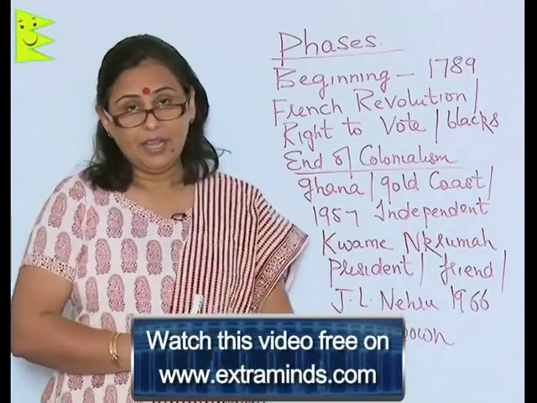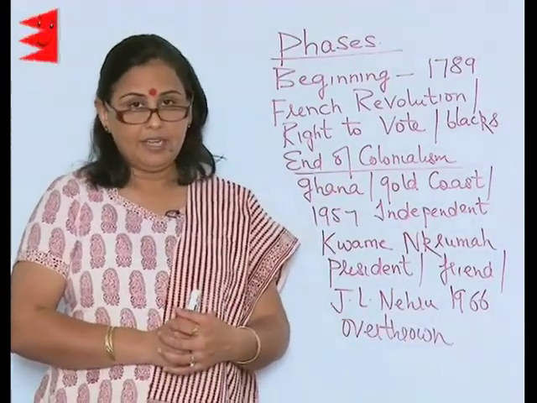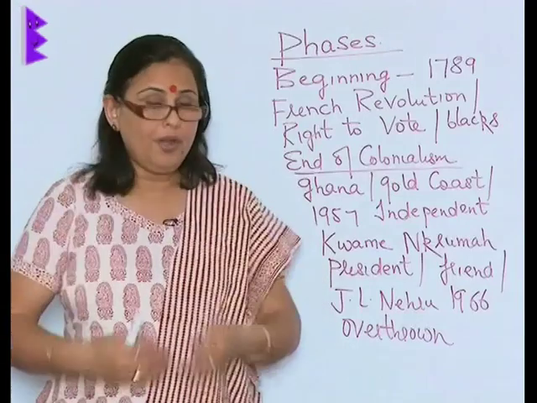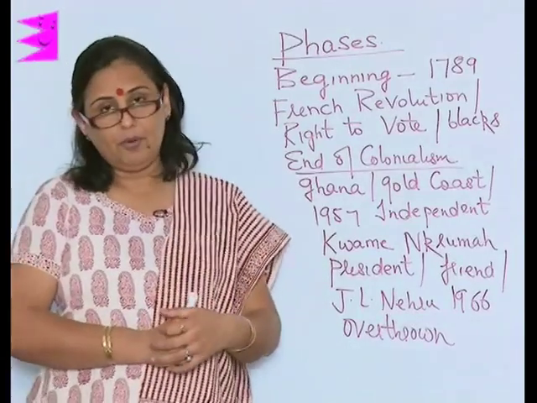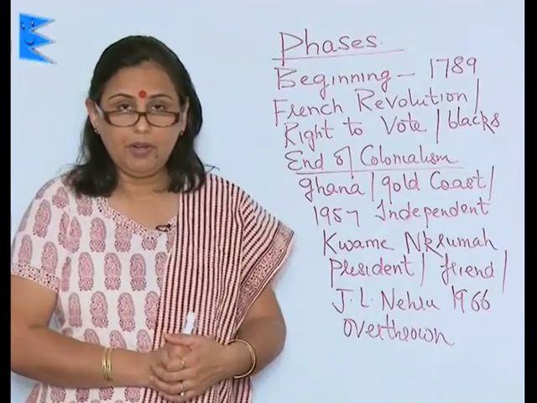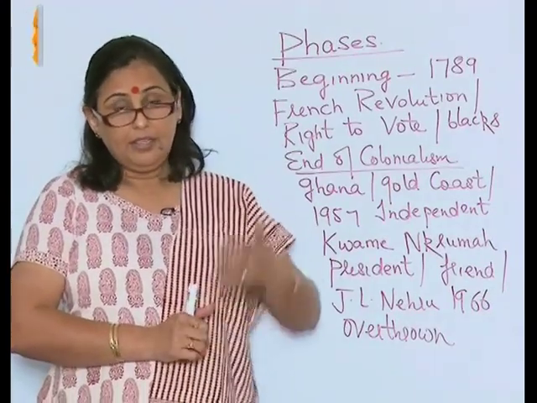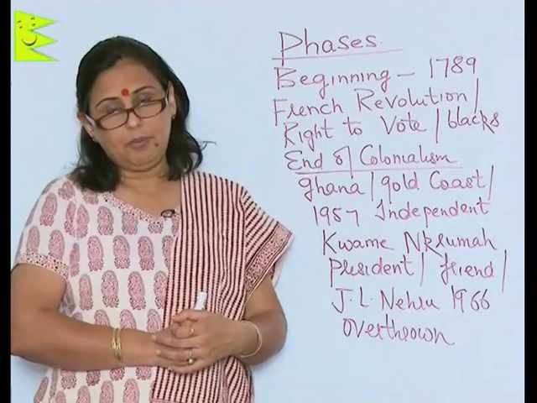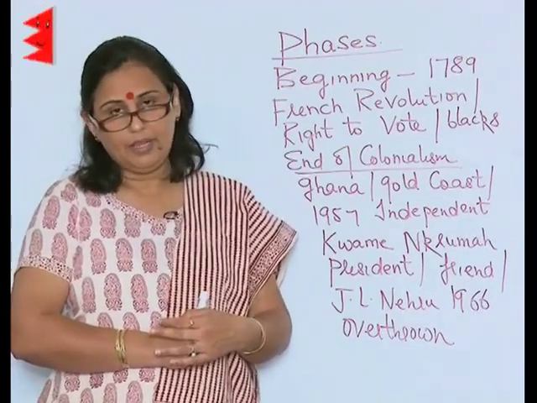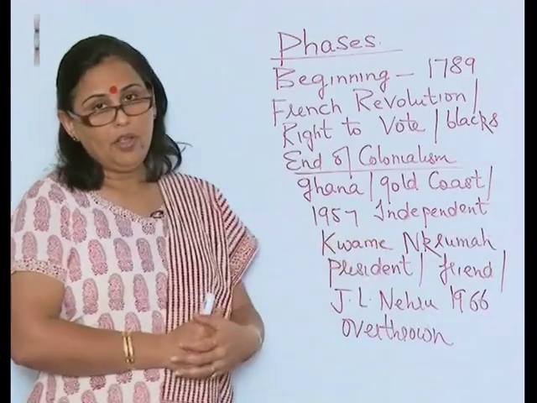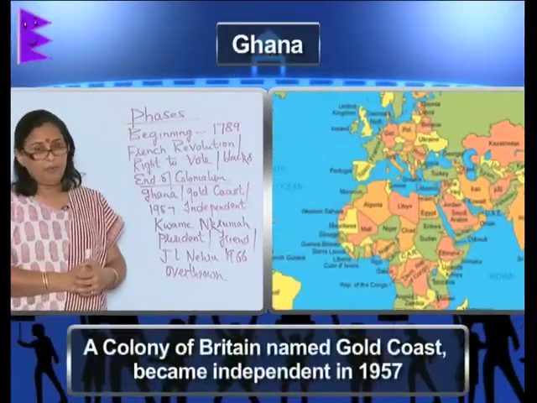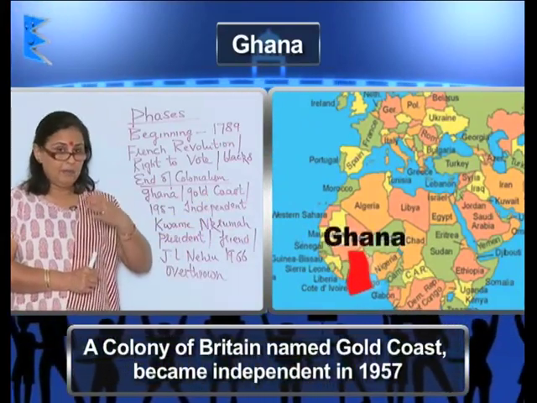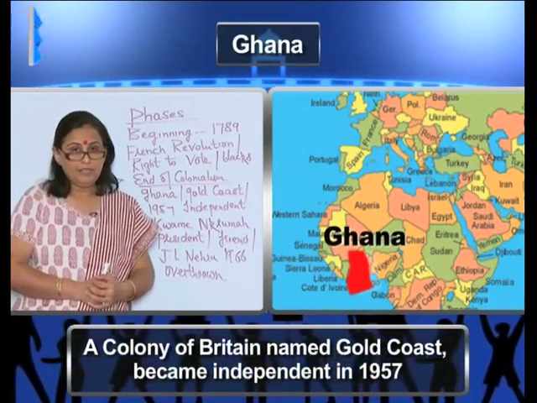This also means that the people had realized that self-rule, and that too when they had established their own government, was the best kind of democracy or government that people can have. Well, the big boast of Britain, that the sun never sets in Britain, was slowly collapsing. We also see an example of Ghana, a colony of Britain which was called the Gold Coast. This country became independent in the year 1957.